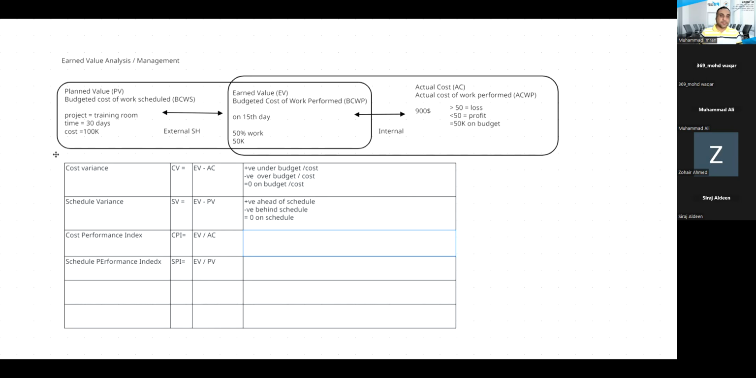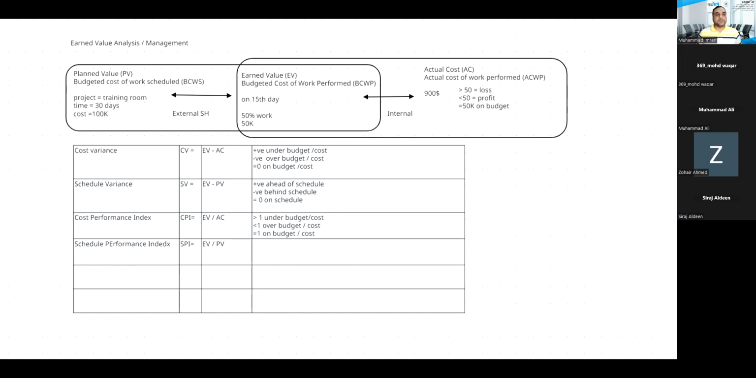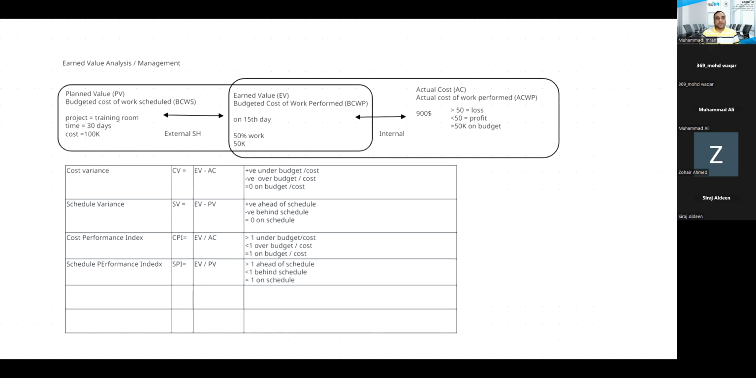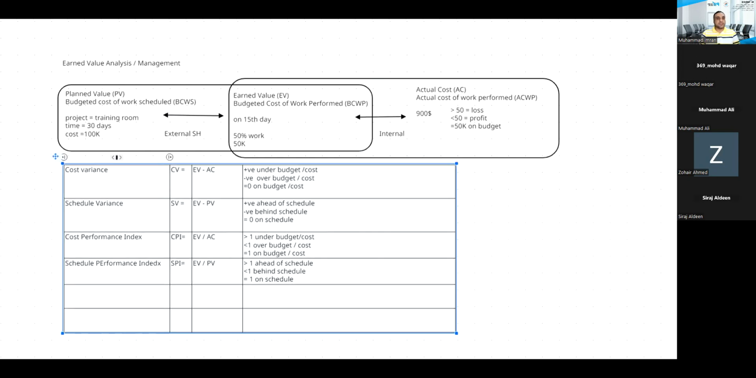So the same thing is here. Similarly, if the result of a schedule performance index is greater than 1, it will be ahead of schedule. If it is less than 1, it will be behind schedule. If it is equal to 1, it means you will be on schedule. The way I was talking, if you remember like this, your life will be simple. No need to stress yourself. Simple things, simple situations. So these are the 4 formulas: cost variance, schedule variance, cost performance index, schedule performance index.